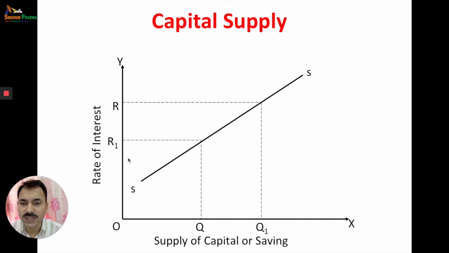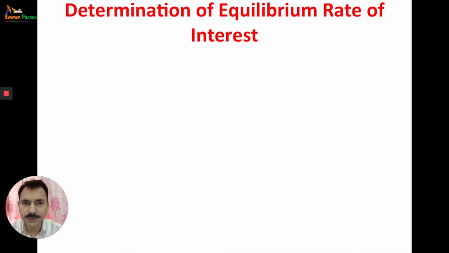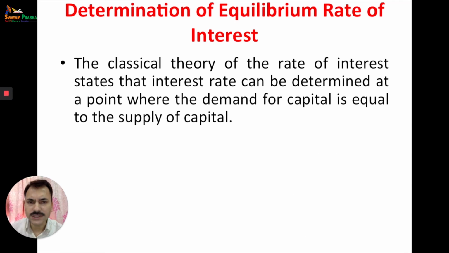And suppose if the rate of interest decreases, then the supply of capital will also decrease. So there is a positive relationship between the rate of interest and the supply of capital according to the classical theory. Now, determination of the equilibrium rate of interest. The classical theory of rate of interest states that the interest rate can be determined at the point where the demand for capital is equal to the supply of capital.